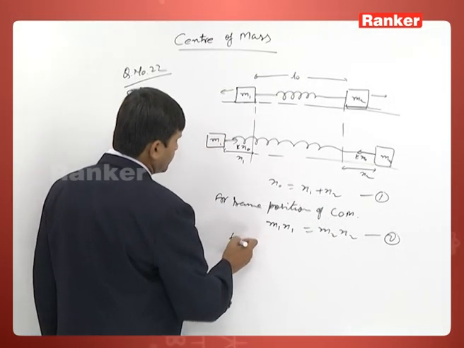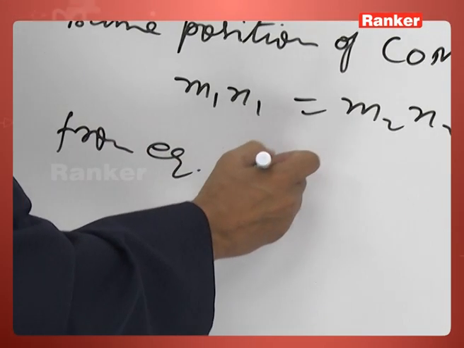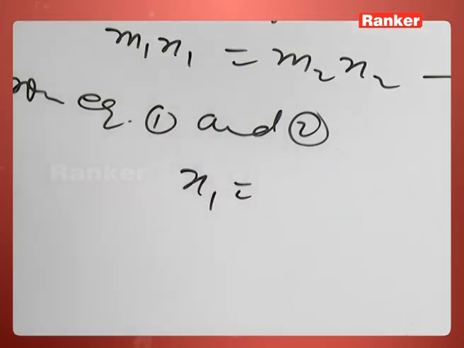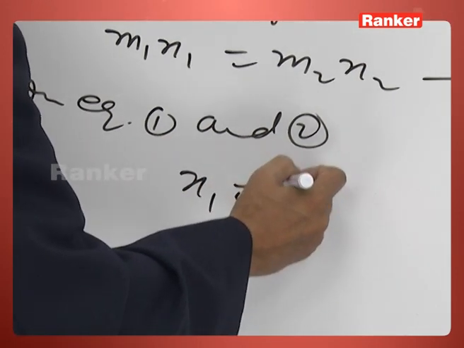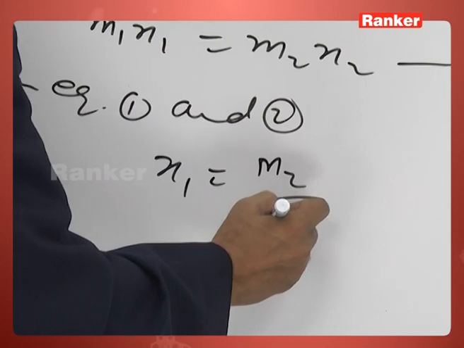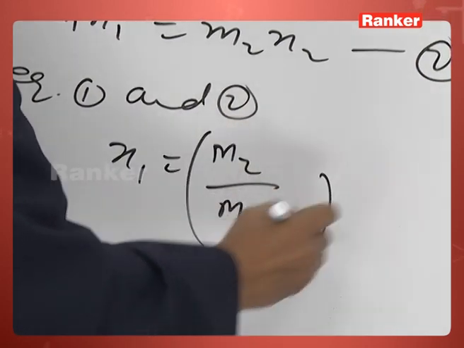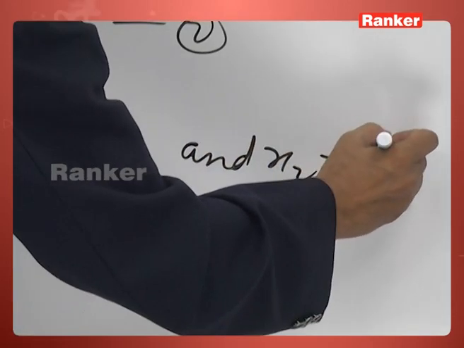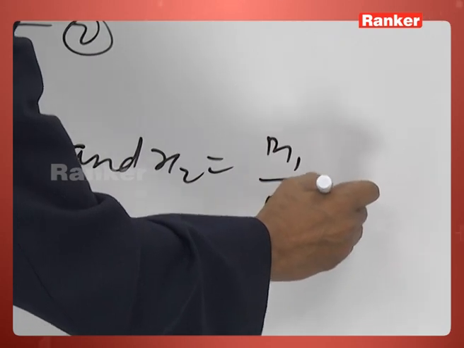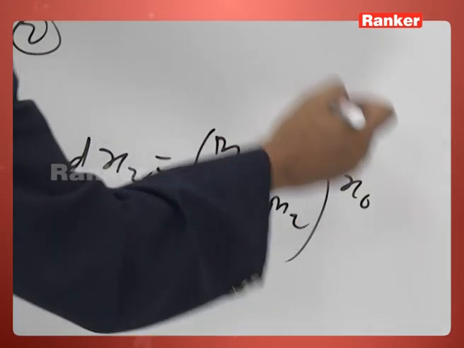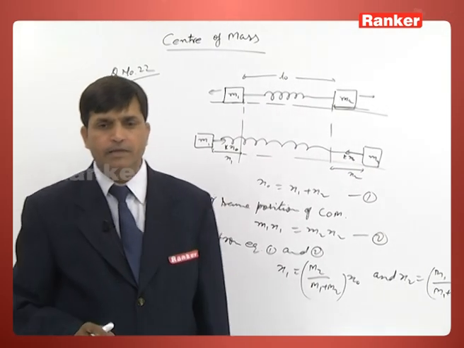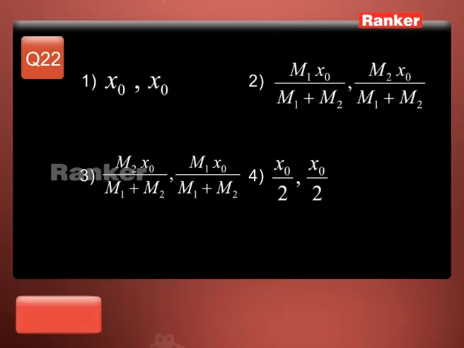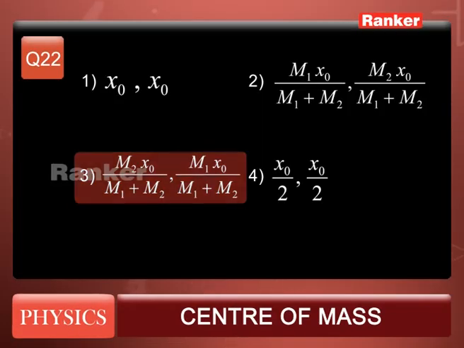Now from equation 1 and 2 we can simplify. x1 is equal to m2 by m1 plus m2 into x0, and x2 is equal to m1 by m1 plus m2 into x0. So our correct option is option number 3. Hence answer number 3 is our correct option.